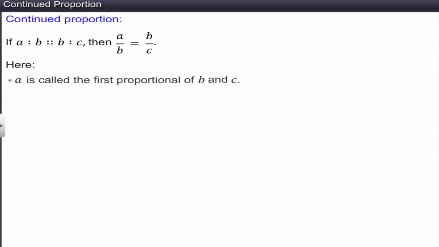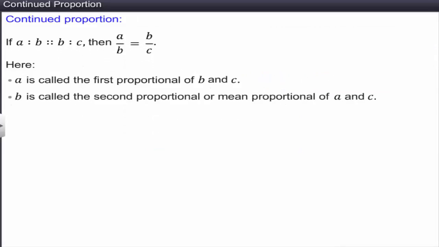Here A is called the first proportional of B and C. B is called the second proportional or mean proportional of A and C. And C is called the third proportional of A and B.